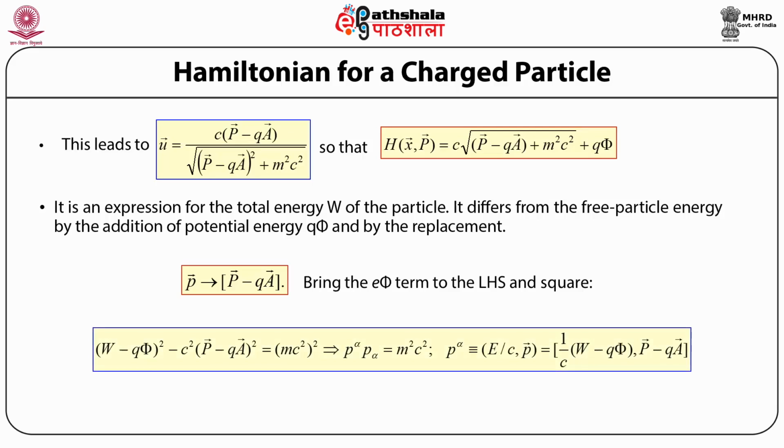Then we get (W minus q phi) whole squared minus c squared (P minus qA) whole squared equals (m squared c squared) whole squared. This is just the four-vector scalar product, P^α P_α equals m squared c squared, where P^α equals (E/c, p), or p equals P minus qA and E equals W minus q phi. So we see that the total energy W by c acts as the time component of a canonical conjugate four-momentum P^α, of which P is the space part. A manifestly covariant approach leads naturally to this four-momentum.